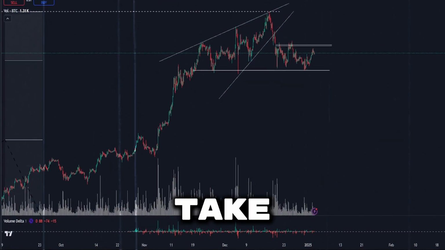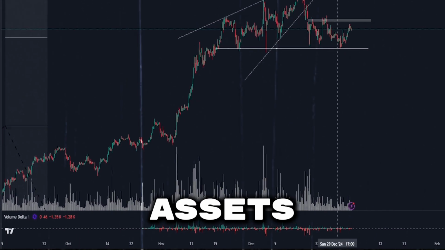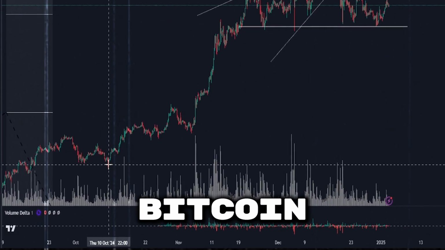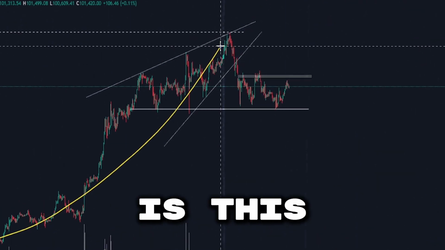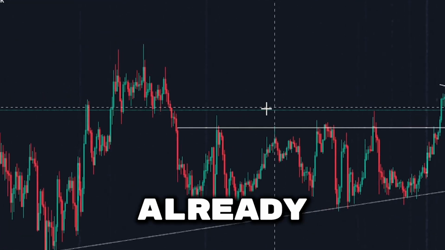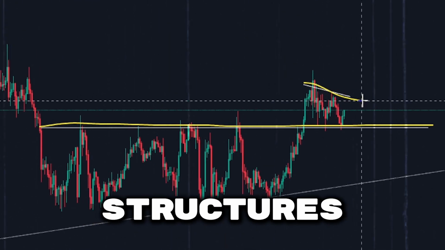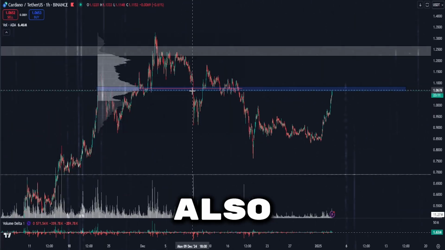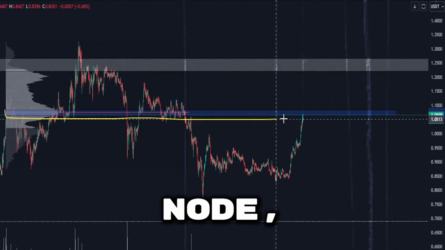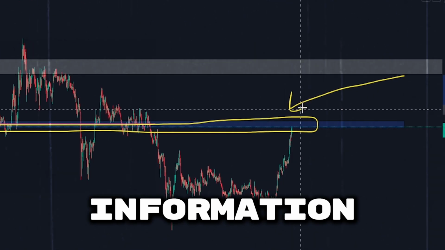In today's video, we'll take a look at the price structure of various assets to try to understand what's happening with Bitcoin and the entire crypto ecosystem. Is this bullish idea still valid, or should we already discard it? How can Ethereum structures help us interpret market behavior? And we'll also analyze the relevance of this high-volume node, which provides us with so much valuable information about Cardano.